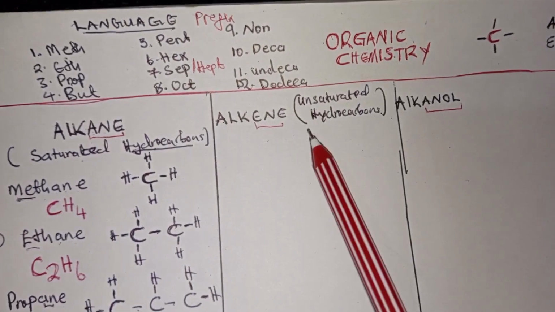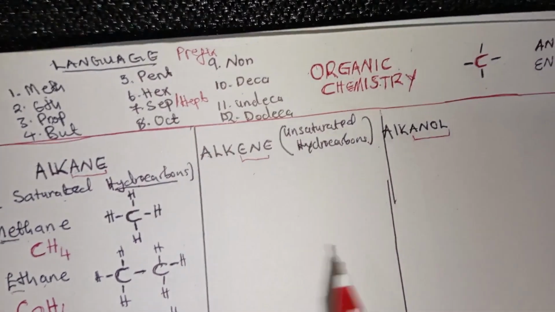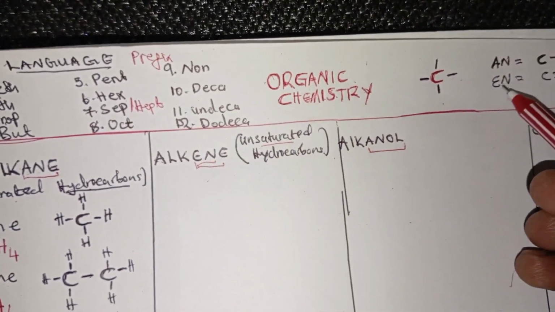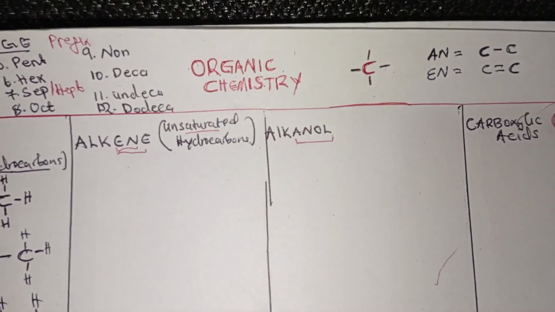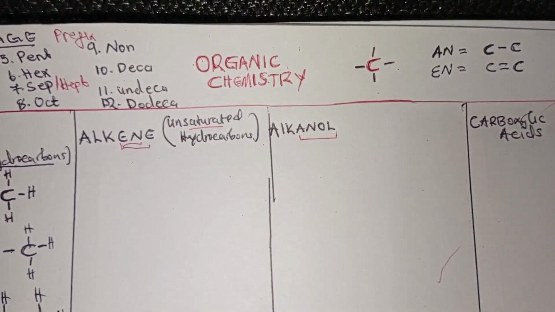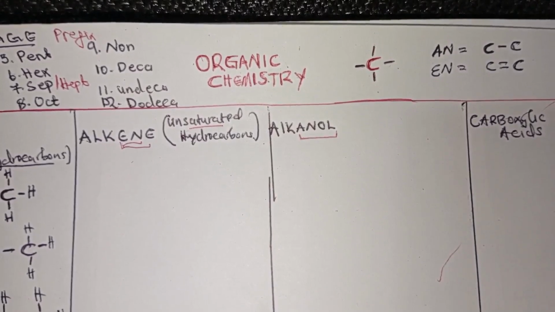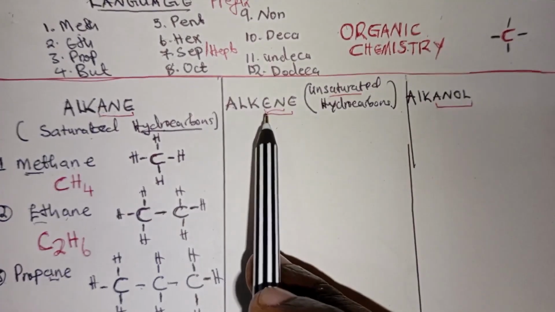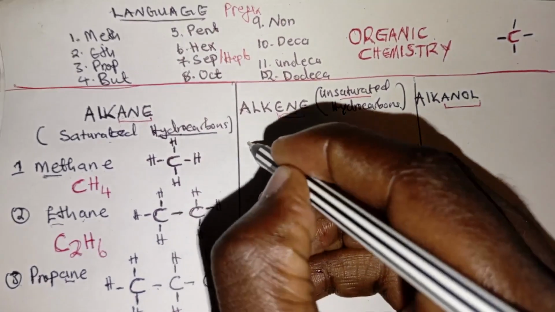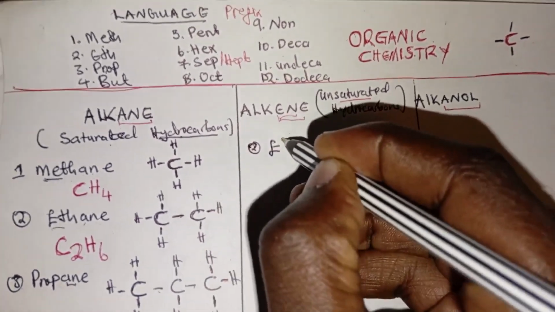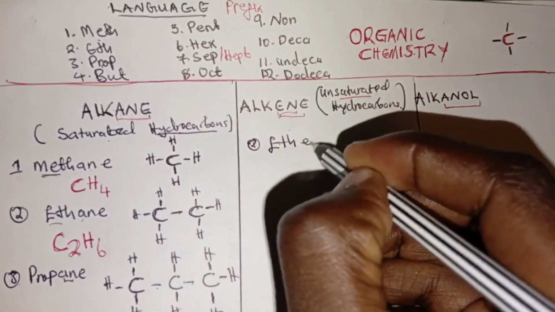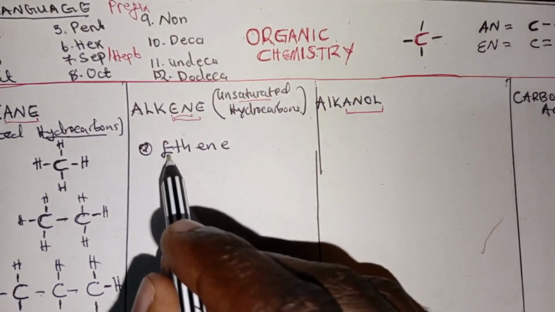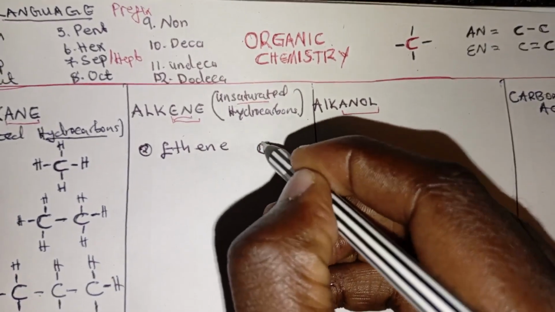Now when you go to the next family, this one, they are unsaturated and they should have a double bond. We said when there is EN here, there should be a double bond. So for this one, you cannot form a double bond using only one carbon. So the first member does not exist here. So these begin from eth. Then you add the suffix ENE.